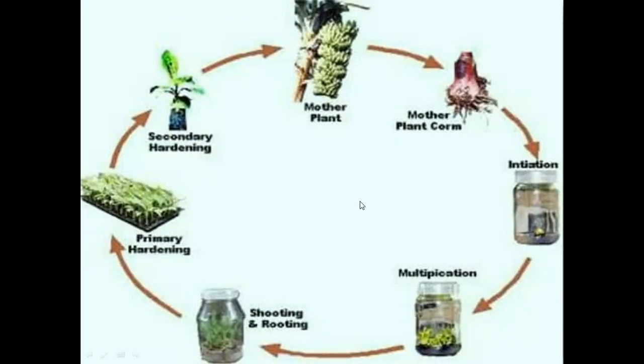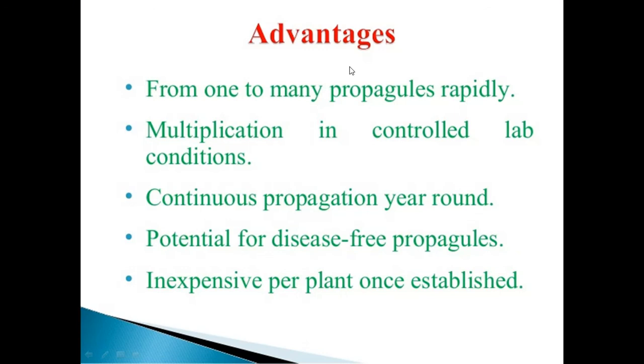You can see here we take the example of banana, like we have the mother plant. We take the explant from it, initiate it, then multiply it, then add the hormones, root and shoot hormones, then primary hardening, again secondary hardening, and we have the mother plant. And from the mother plant, what we have again, the mother plant clone. So these processes go on and on for the micropropagation. Okay, now next one is the advantages of micropropagation.